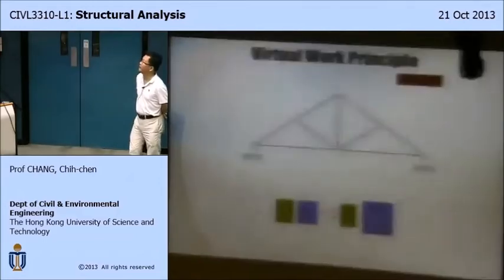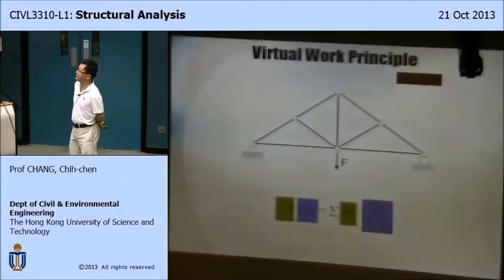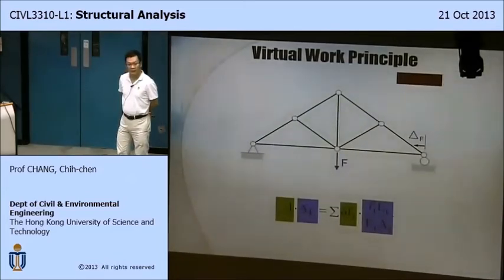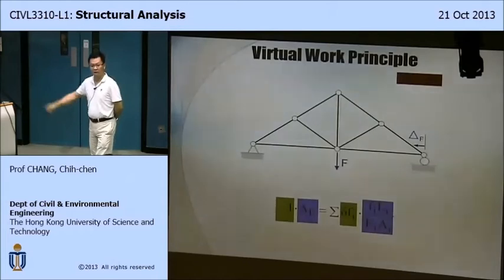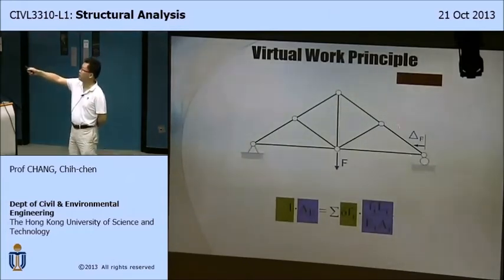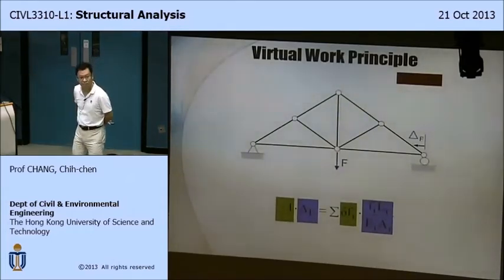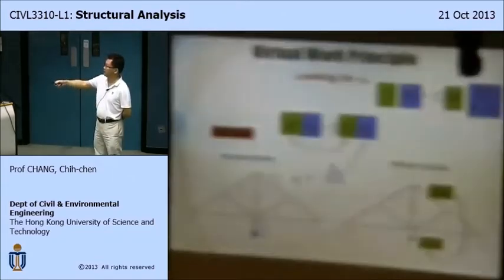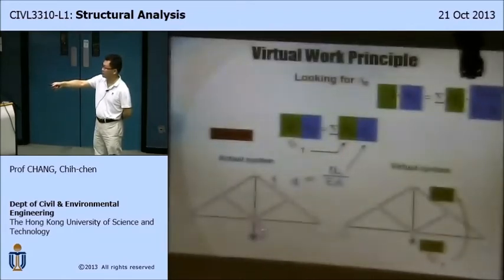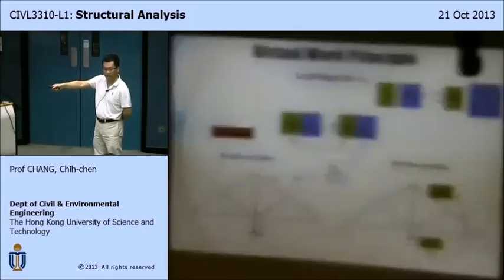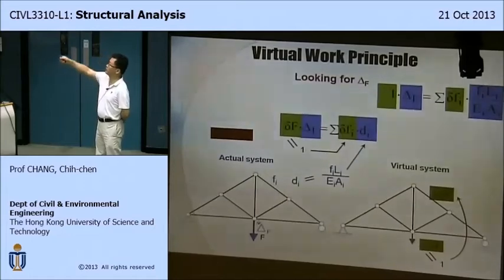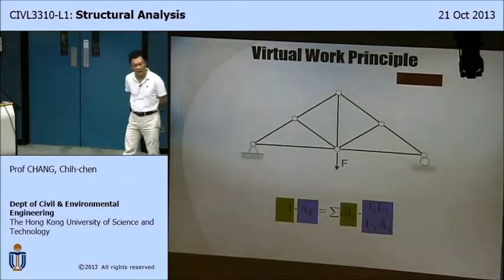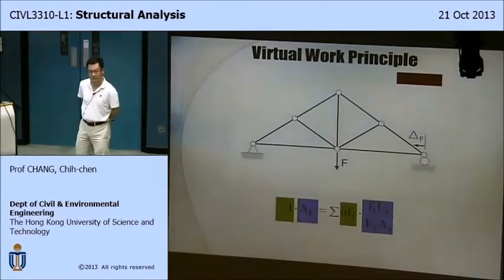OK. So this is what happens. Now, what if I want to find deformations there under such a loading? Just now, I'm looking for deformations together at the locations of the force, right? So it works like that. So now, what if I want to find deformation at other locations? Let's say here.